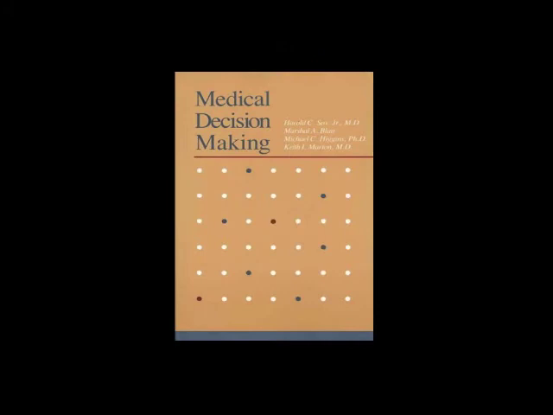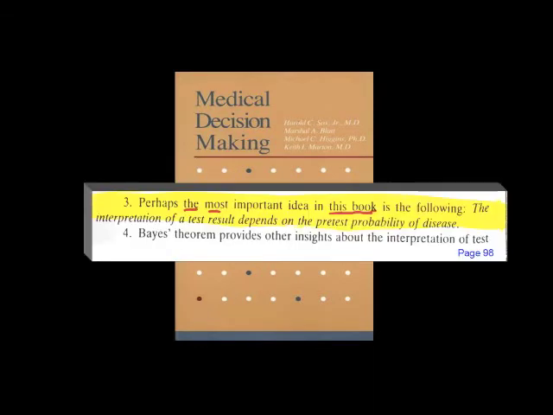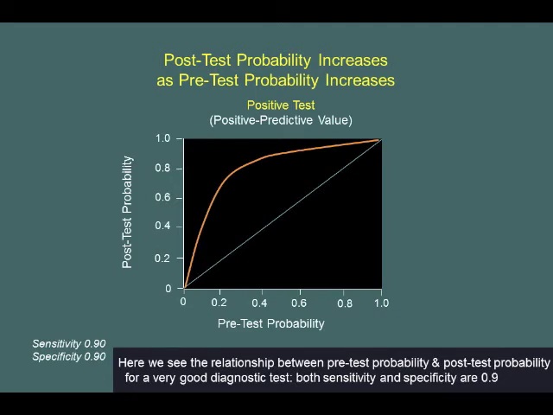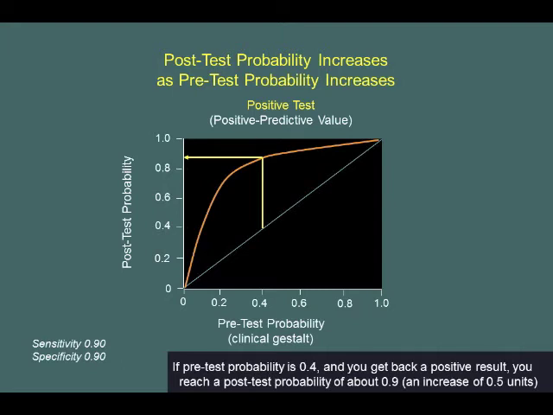In his textbook on medical decision analysis, Sox, the editor of the Annals, states, perhaps the most important idea in this book is the following: the interpretation of test results depends on the pretest probability of disease. Here's a relationship for a very good diagnostic test. Sensitivity and specificity are both 0.9. As the pretest probability increases, so does the post-test probability. So if the pretest probability is 0.4, and you get back a positive result, you reach a post-test probability of about 0.9, an increase of 0.5 units.